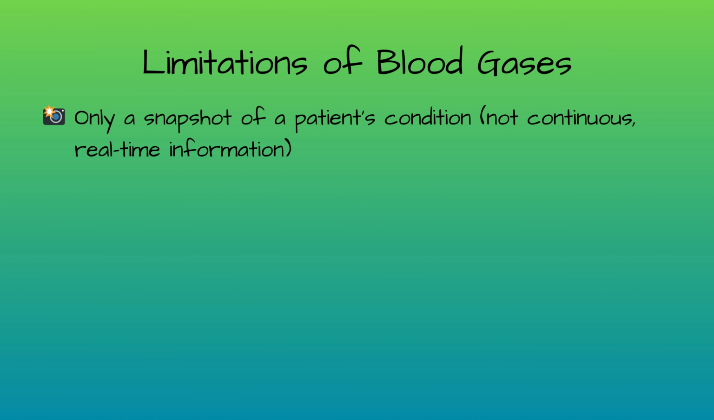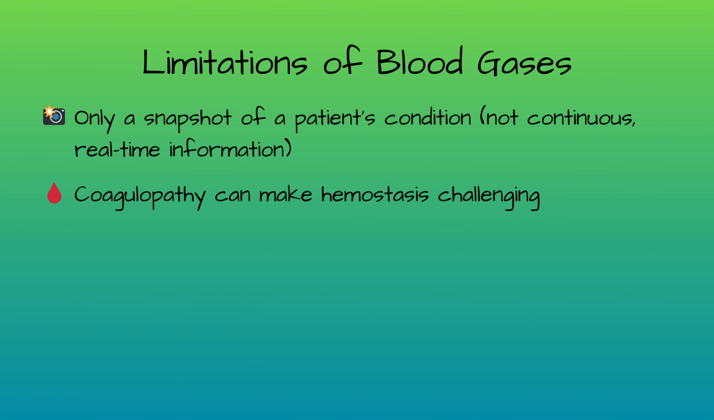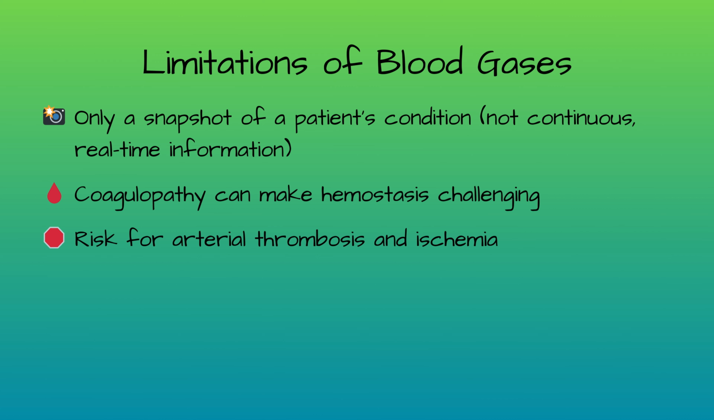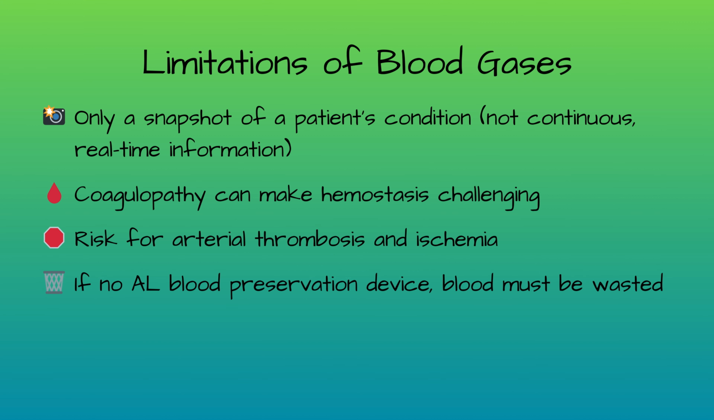Because it is a blood test, it's merely an intermittent snapshot of a patient's condition. It doesn't provide real-time information like values on a cardiac monitor. If a patient is coagulopathic or on anticoagulants, achieving hemostasis can be challenging with frequent ABG draws. Arguably worse than bleeding is the opposite problem, thrombosis of the artery, which can compromise blood flow distally. Even if you have an arterial line, if you don't use a vamp or other closed system device, you will have to waste 5 to 10 mLs of blood with each ABG sample and potentially worsen an anemia.